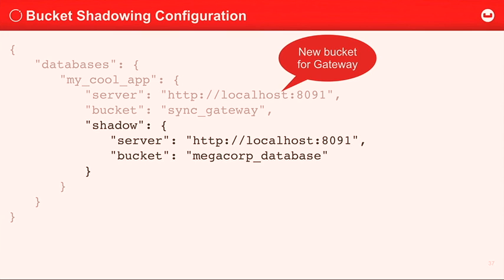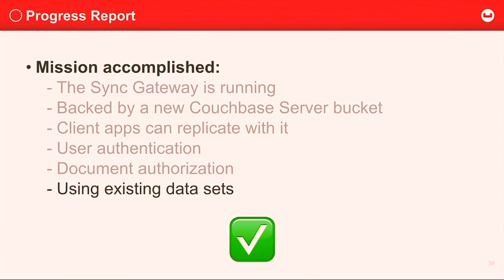And again, just to reiterate, the original bucket is a new empty bucket that Sync Gateway owns. And we're going to shadow against our original existing bucket with our application data in. So we've now accomplished the final step, which is to use an existing data set with our Sync Gateway instance. And actually, that's the end of my presentation, I think. Not too bad. So I've got a few minutes now for any Q&A.